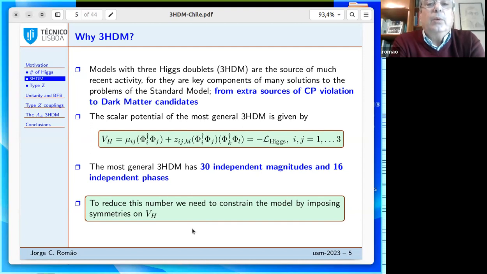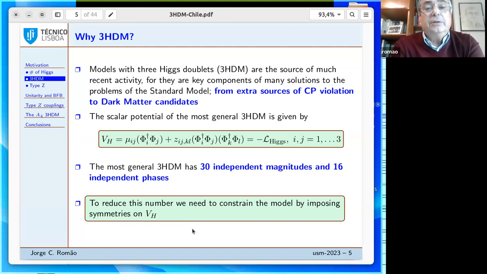Now, next, why 3HDM? Well, there has been lots of activity in this type of models. They have extra sources of CP violation. They can add new dark matter candidates. Then they contribute to solving some of the questions of the standard model.